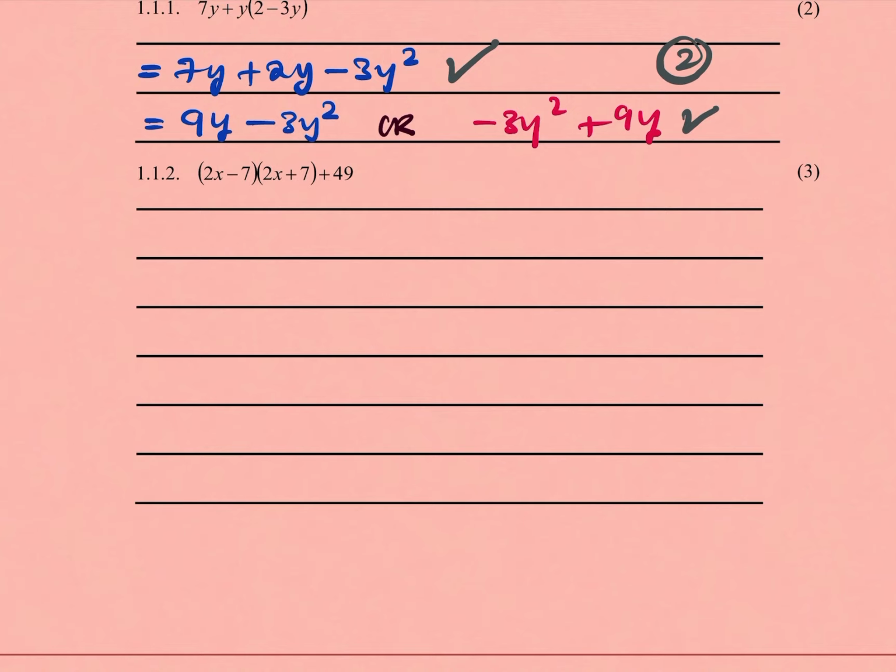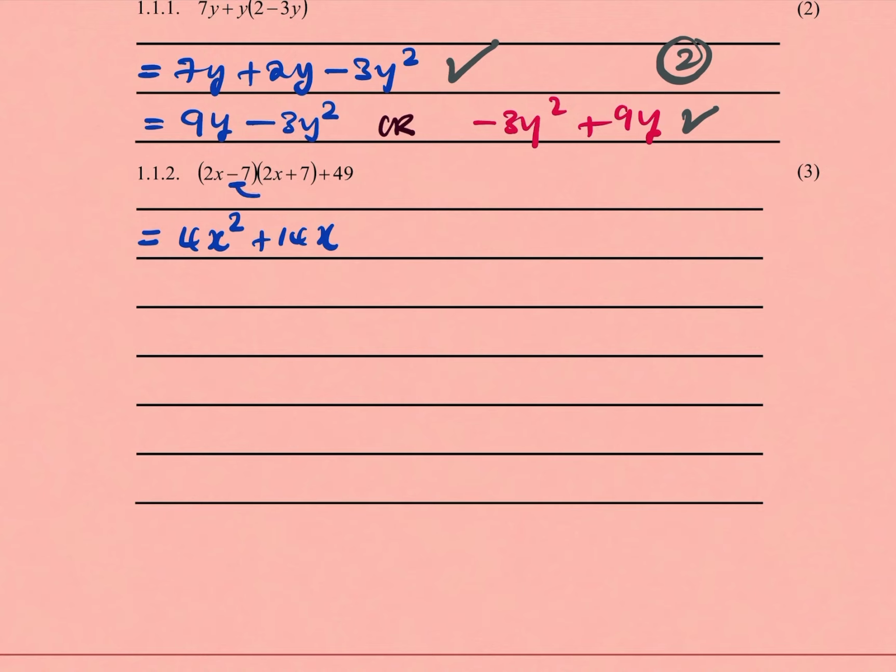We're given 2x minus 7 into 2x plus 7 plus 49. Now, let's check how we do that. Each term in the first bracket multiplies each term in the second bracket. By that, I mean 2x multiplied by 2x. Okay, so this is going to give you 4x squared. If you multiply 2x with 2x, you're going to get what? 4x squared. And if you multiply 2x with 7, you're going to get 14x. You are done with the first term.